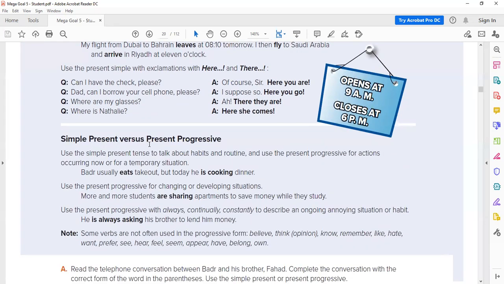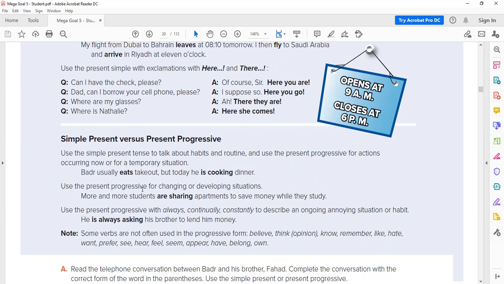Simple present versus present progressive. We use the simple present tense to talk about habits and routine, and use the present progressive for actions occurring now or for a temporary situation. Okay? So we use present progressive for actions that are happening now or occurring now or for a temporary situation. Okay, my friends, got it?